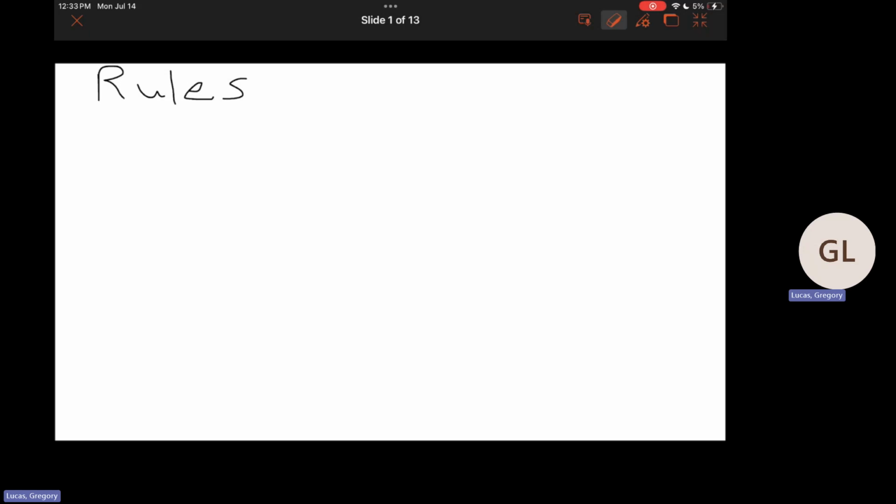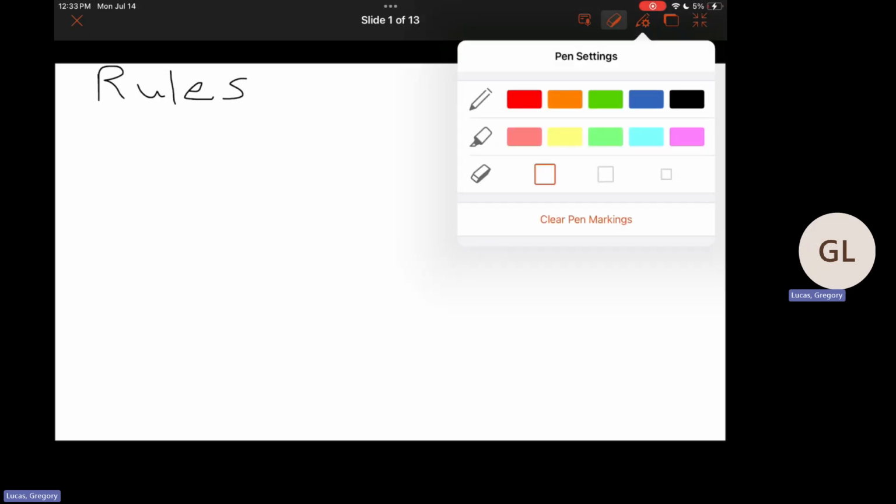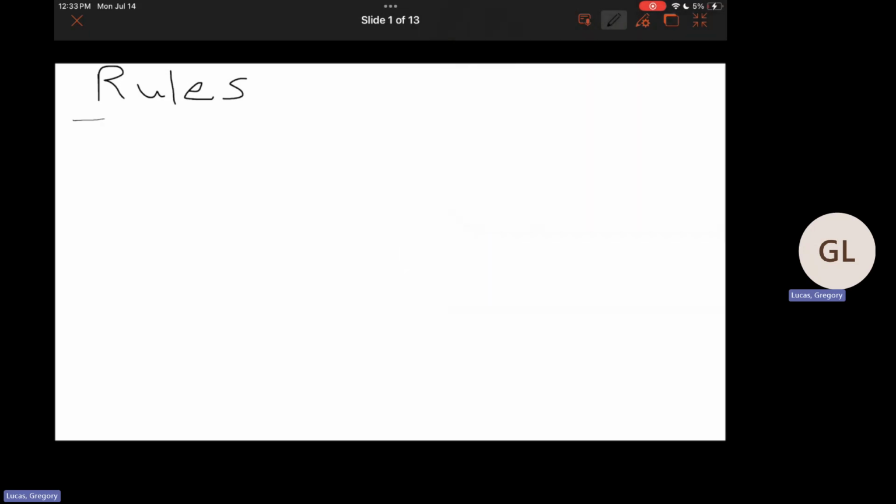Hello, everyone. Today we're going to talk about exponent rules. Let's start with our first rule.